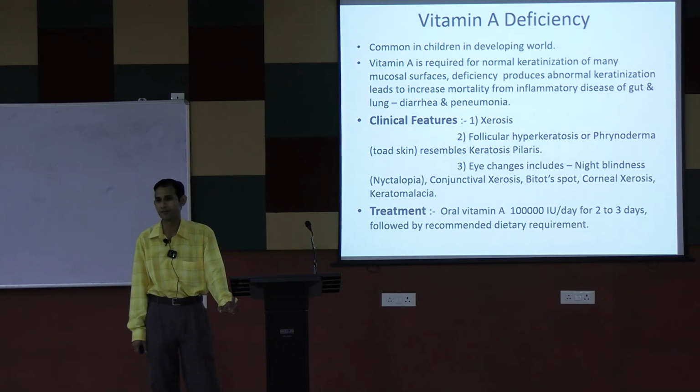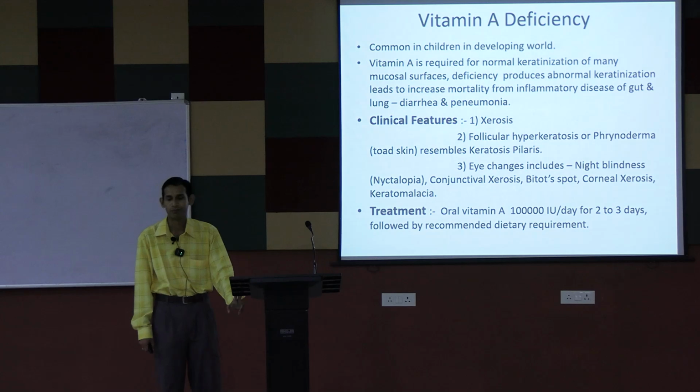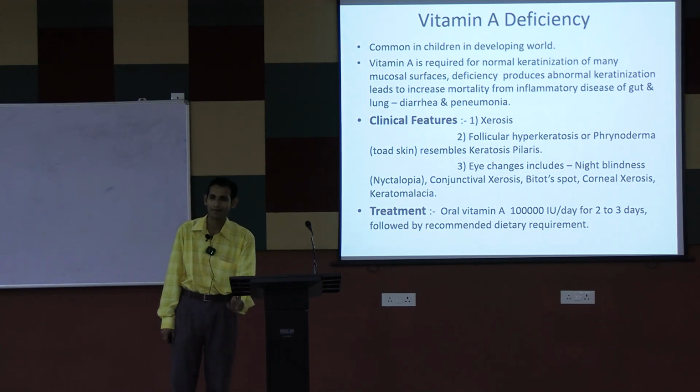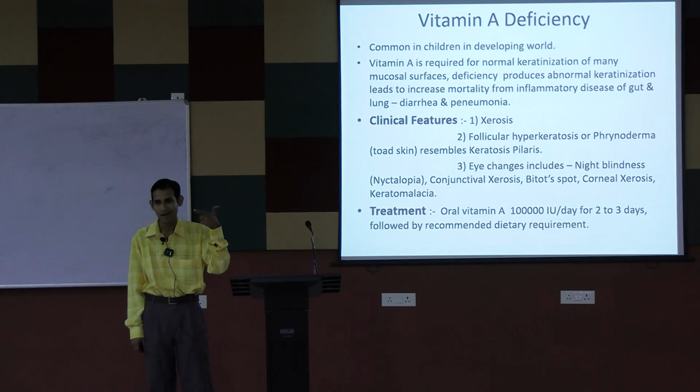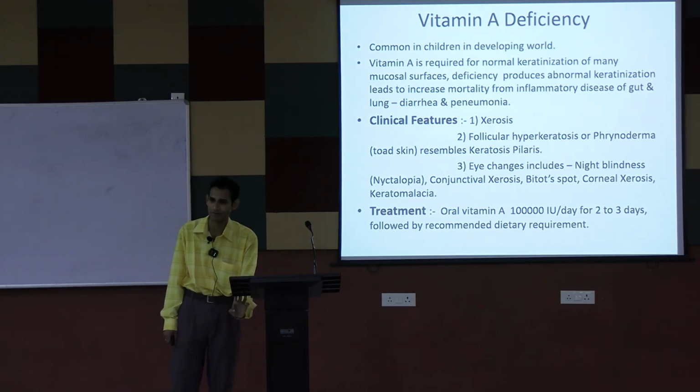Then conjunctival xerosis, that means the dryness of the conjunctiva. The conjunctiva becomes dry. Bitot spot. What is bitot spot? It is a triangular creamy spot present on the bulbar conjunctiva, apex directed towards the canthus. It is a sign of severe vitamin A deficiency.